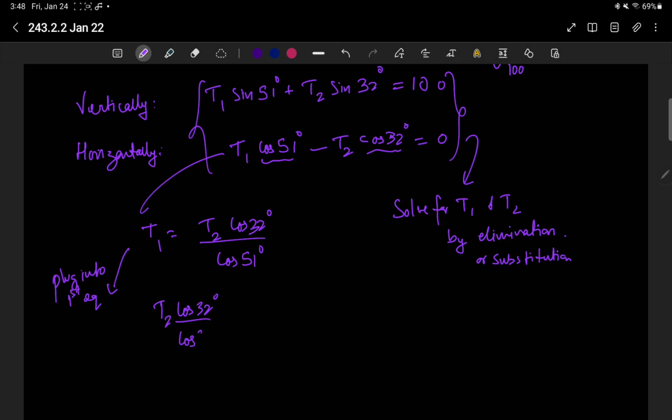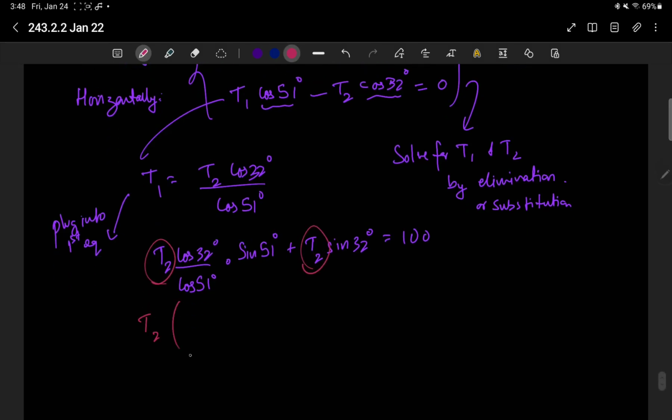So this you can replace by a number, right? This will be a fraction, times sine 51 plus t2 sine 32 equals 100. So now you have an equation in the same variable, right? So you can factor this t2 out, equals 100, and t2 is 100 divided by whatever the complex looking expression here is.